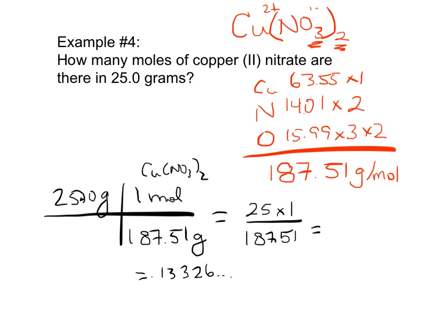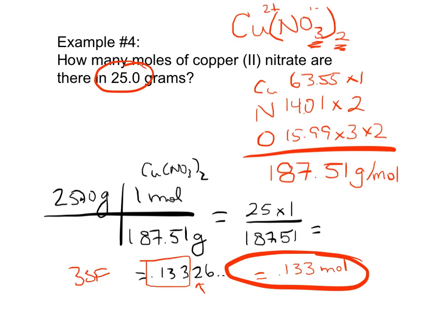Sig figs. What do we have to do for sig figs on this one? Our original value has 3 sig figs, 25.0. Therefore, we have to have 3 sig figs at our bottom. Again, we take a look at this number to determine how we round. Our final answer is going to be 0.133 moles. There's our final answer for that one.